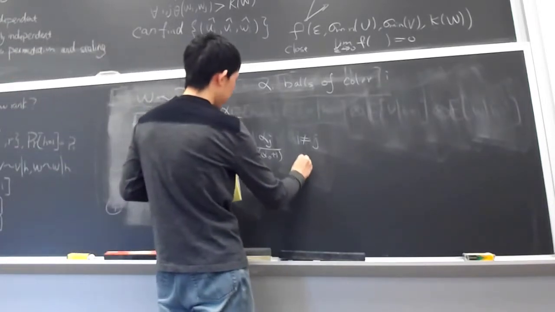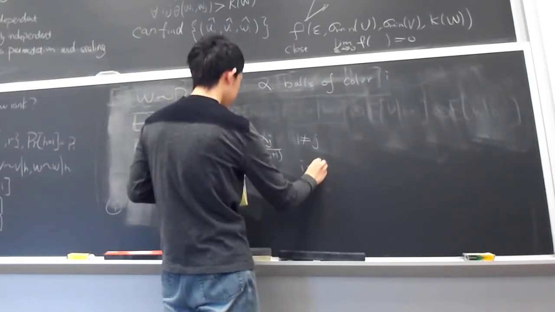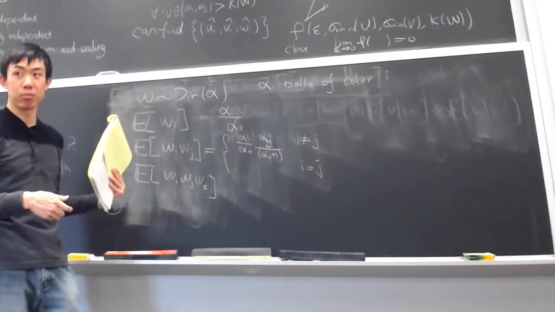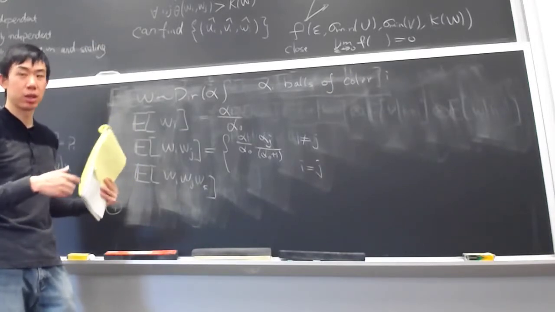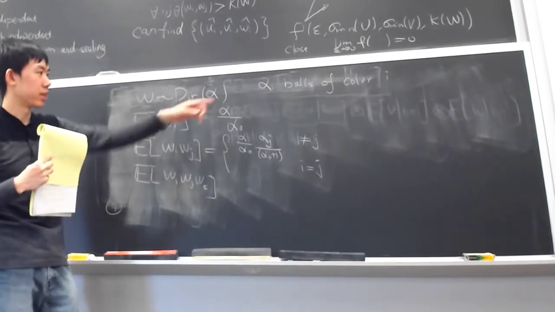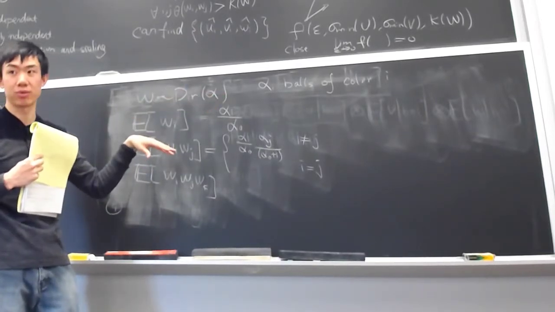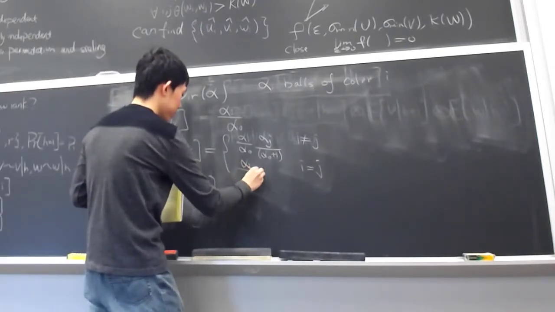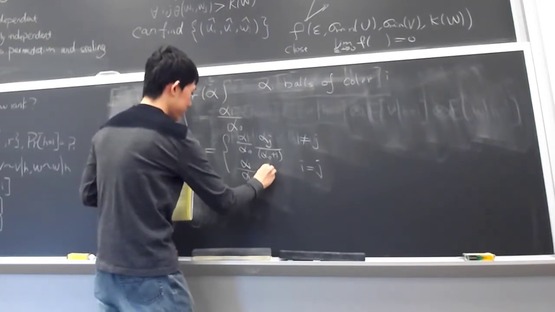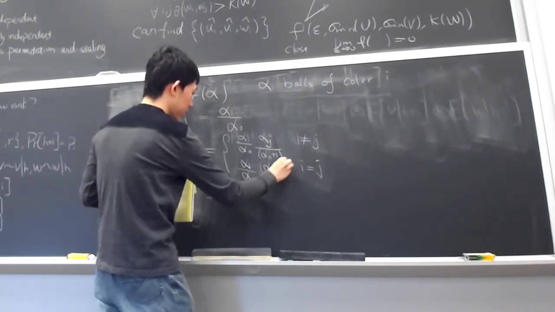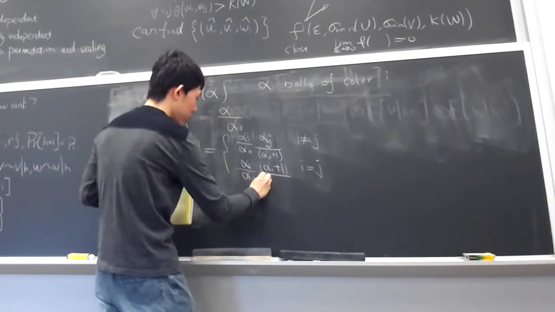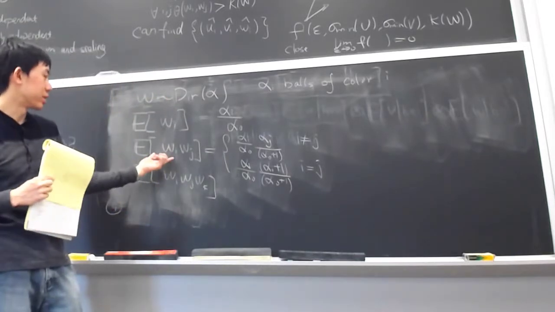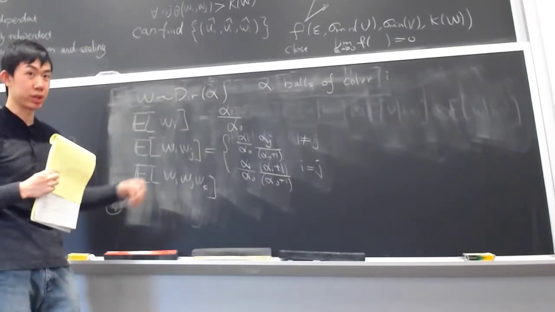But if i is equal to j, what is the probability that I pick two balls of the same color? Because in that procedure I put an extra ball of color i after the first pick, the probability becomes much larger. The probability that in the second round I pick a ball of color i becomes alpha i plus one divided by alpha zero plus one. So really the expectation of wi and wj is equal to that.